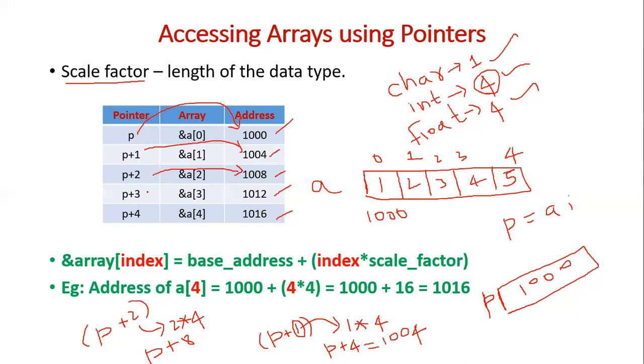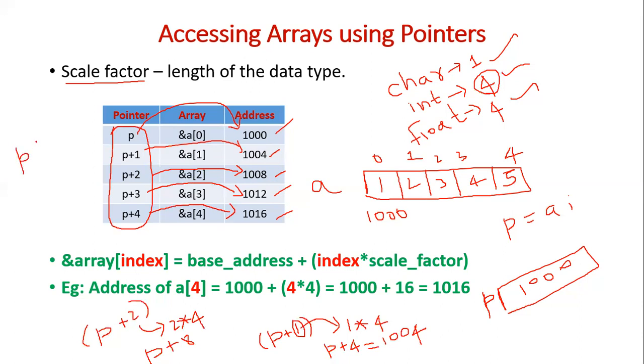Similarly, P plus 3 is P plus 3 into 4. 3 into 4 is 12, so 1000 plus 12 is 1012. And P plus 4 is P plus 4 into 4. 4 into 4 is 16, and P is 1000, so 1000 plus 16 is 1016. So this is another way: by using a pointer you can access the address of every element of the array. Because P contains the starting address, you can access any element by using P plus I.